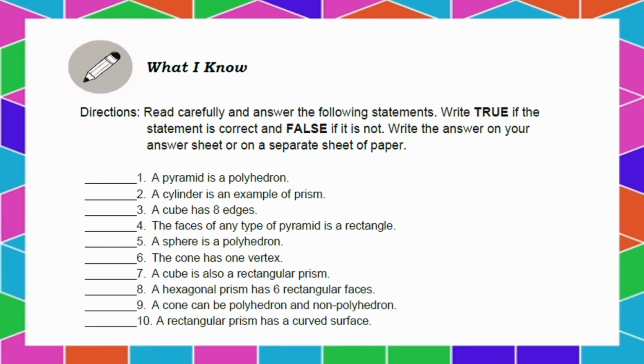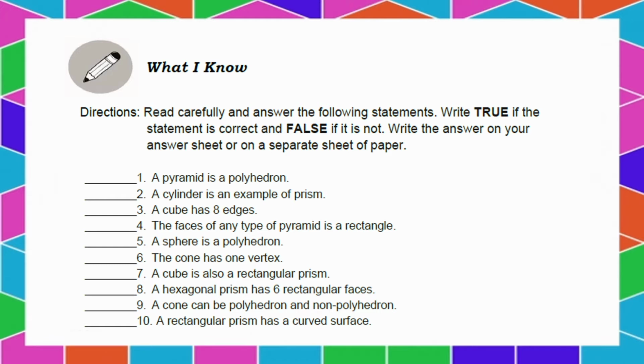Number 1. A pyramid is a polyhedron. Number 2. A cylinder is an example of prism. Number 3. A cube has 8 edges. Number 4. The faces of any type of pyramid is a rectangle.